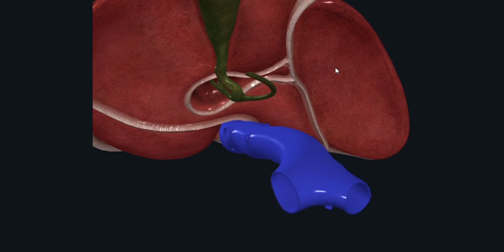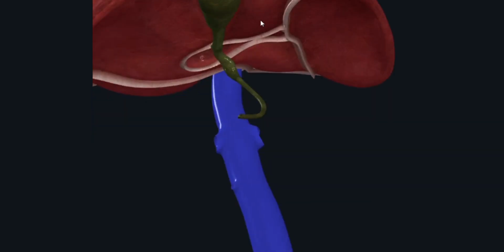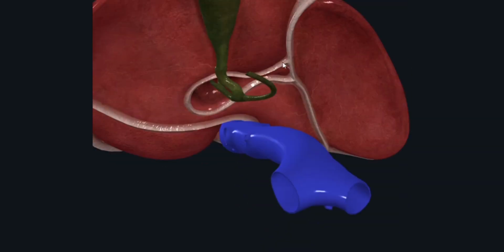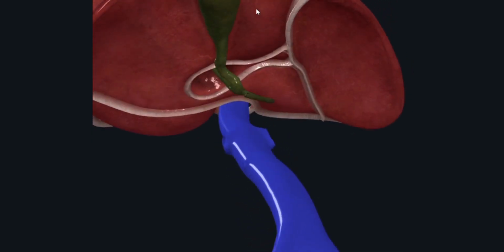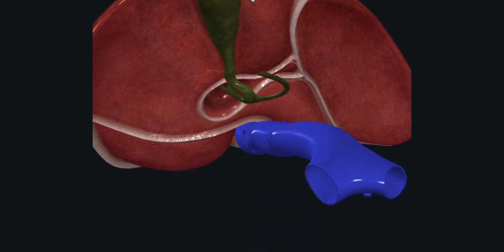Lastly, let us take a look at the inferior surface of the liver. So the inferior surface of the liver is starting from the superior aspect of the inferior border. So I'm going to just rotate it like this. So as you can see how I'm rotating it. So that's the inferior portion from the superior part of the inferior border.